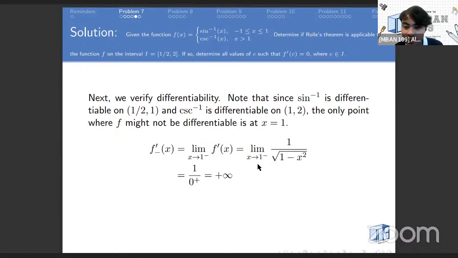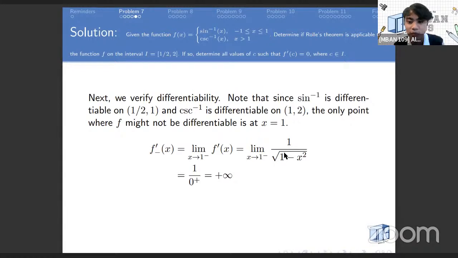Since yung x natin dito nag-approach siya sa 1 from the left, yung x squared, kahit napalapit siya ng palapit sa 1, it will never be equal to 1, which is, it will actually be less than 1. So dapat magiging yung radical natin is magiging greater than 0.